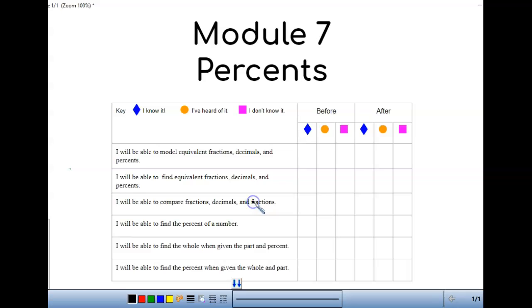I did make one little mistake right here. This one should be percents. Okay, pause the video and fill in the rest of the chart. And remember, you don't have to draw the shapes, you can just put X's. Okay? All right.